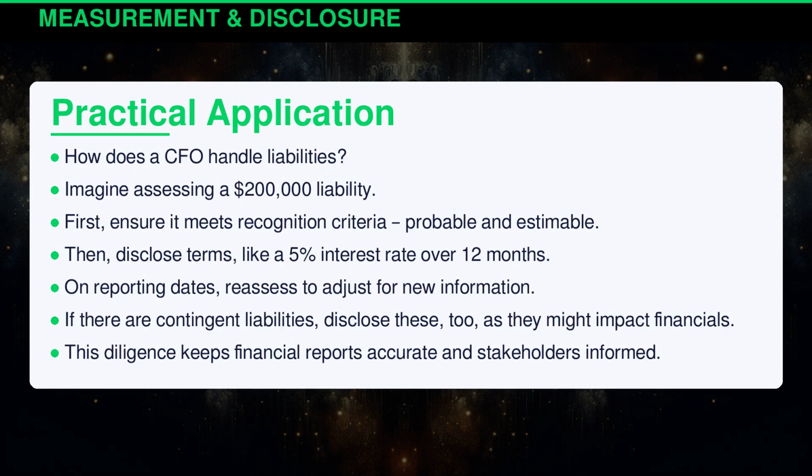How does a CFO handle liabilities? Imagine assessing a $200,000 liability. First, ensure it meets recognition criteria: probable and estimable. Then, disclose terms, like a 5% interest rate over 12 months. On reporting dates, reassess to adjust for new information. If there are contingent liabilities, disclose these too, as they might impact financials. This diligence keeps financial reports accurate and stakeholders informed.